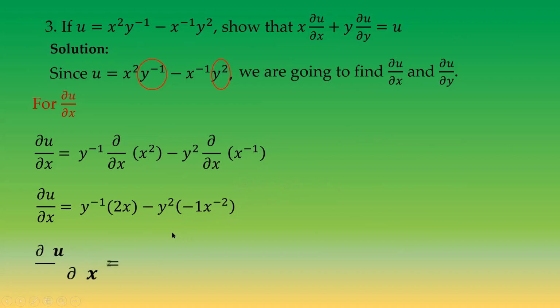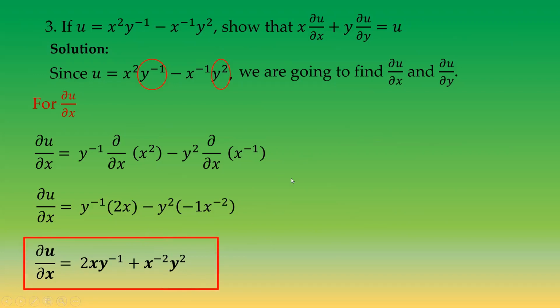Tuloy natin. Then we have 2x times y raised to negative 1. So, we have negative and negative, i-plus tayo dito: x raised to negative 2 y squared. Partial derivative of u with respect to x. Next, punta muna tayo sa partial derivative of u with respect to y.